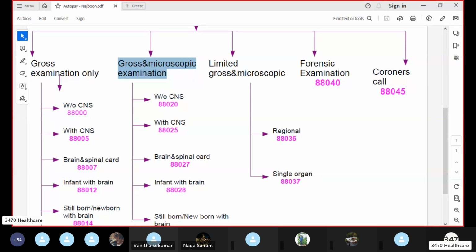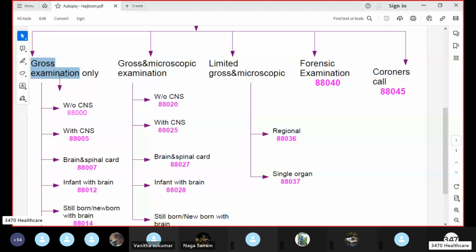Then limited. Limited means they are not examining the whole. They are examining the particular gland, organ, area or region alone. It is for limited gross and microscope. In that, a particular gland, organ, a single organ, area, trunk, any one specified area they are looking at and giving the result, it is for limited.